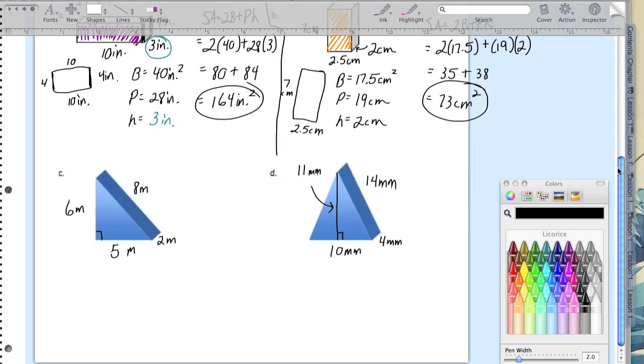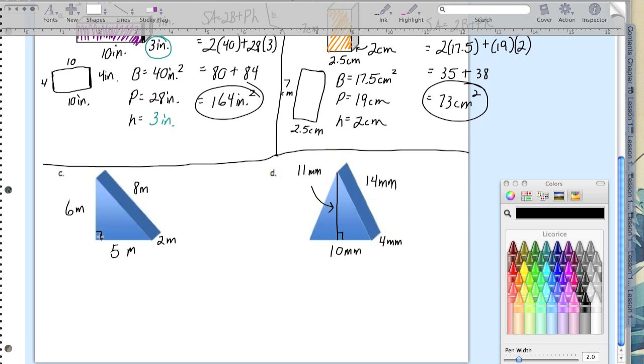All right, now let's move on to triangular prisms. These ones are slightly different, same concept, same formula like I said, but we're going to have to take into account some other issues. So let's take a look. Letter C. We have a triangular prism, 6 meters this distance, 5 meters across the bottom, 2 meters going back, and this hypotenuse, this diagonal length is 8 meters.